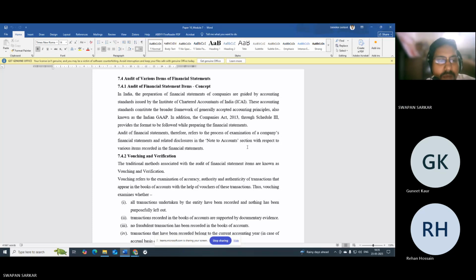Now, the financial statement formats are provided either in the Companies Act, Schedule 3, or in the accounting standards. For example, for cash flow statement, the format is provided in the old accounting standard AS 3 or the new accounting standard Ind AS 7, while the format for P&L statement and balance sheet is provided in Companies Act 2013 Schedule 3.